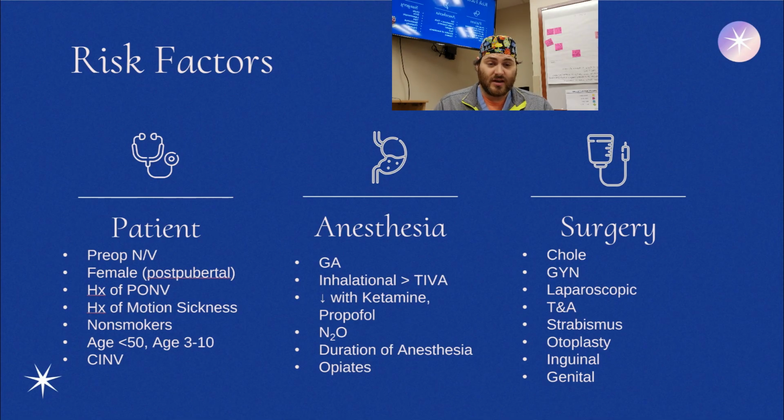So anesthesia risk factors: what things are going on during the anesthetic that put you at an increased risk? A general anesthetic is technically a risk factor for nausea, mainly with inhalational anesthetics, okay? TIVA, which we'll get into a little bit later as well, that is total intravenous anesthetic, creates way less nausea than inhalationals. A protective factor that we can do as an anesthetic, apparently, is using ketamine. Propofol as well causes less nausea, and so I added those in there.